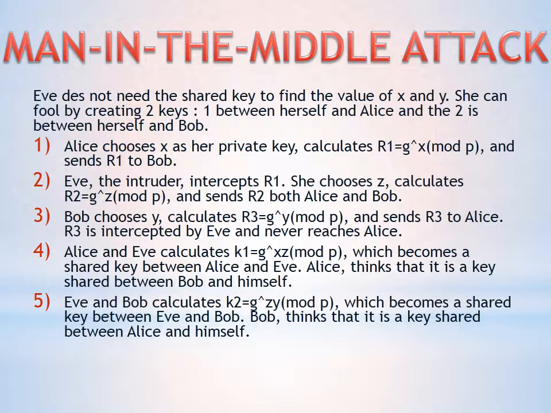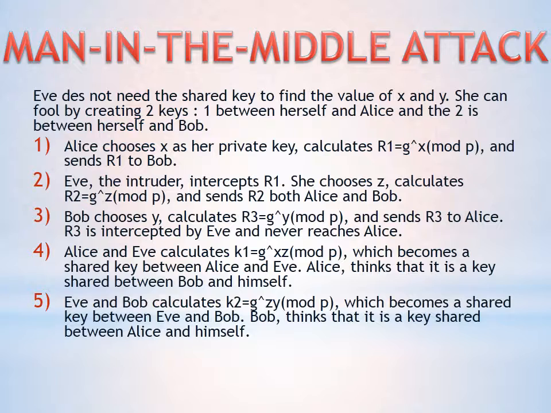The steps that lead to this attack are as follows. The first step is that Elias will choose x as a private key and will calculate r1, which is equal to g raised to the power x mod p, and will send r1 to Bob. But Eve is between Elias and Bob, so Eve, the intruder, will intercept r1. Then she will also choose her private key, her secret key, as z, and will calculate r2, which will be equal to g raised to the power z mod p, and will send r2 to both Elias and Bob.